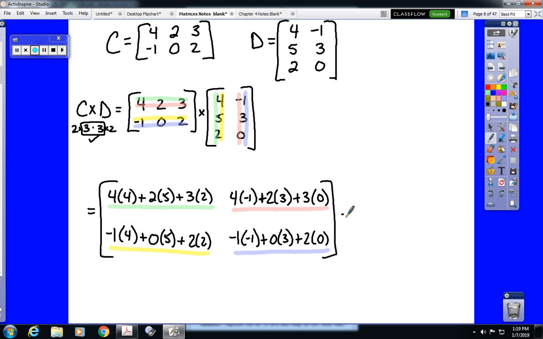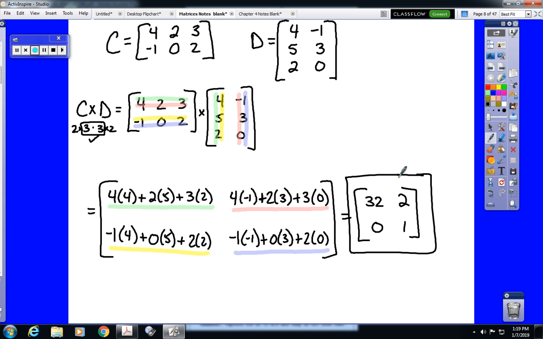Finally, we're going to reduce each of those sums down to one number. 16 plus 10 is 26, plus 6 is 32. Negative 4 plus 6 is 2, plus 0 is still 2. Negative 4 plus 0 plus 4 is 0. And 1 plus 0 plus 0 is 1. So C times D is 32, 2, 0, 1. That does it for matrix multiplication.